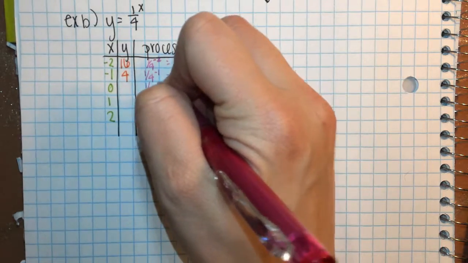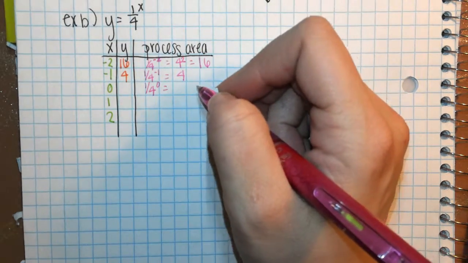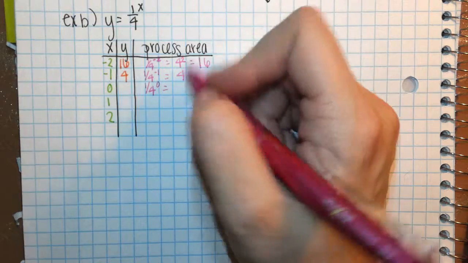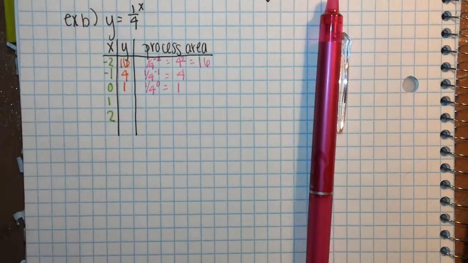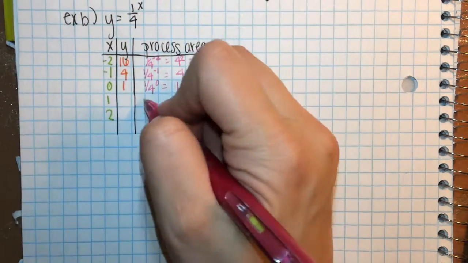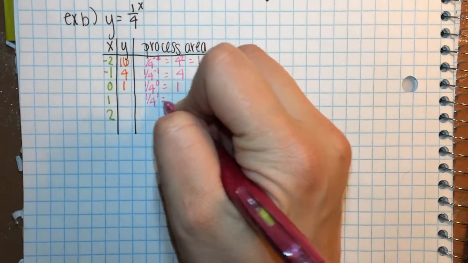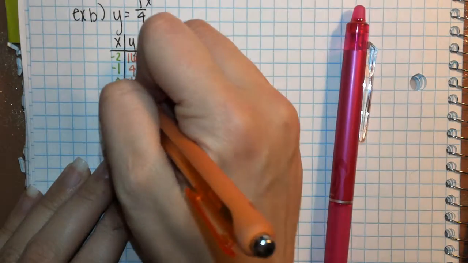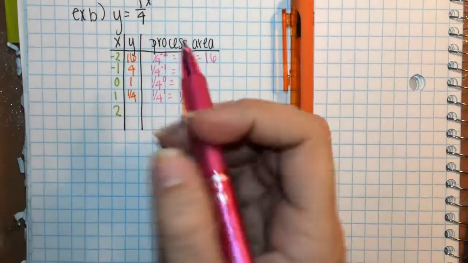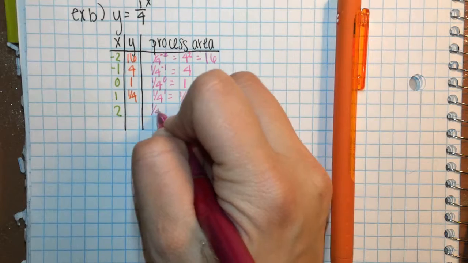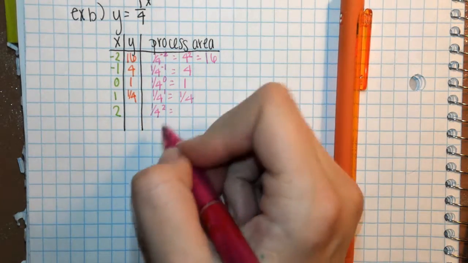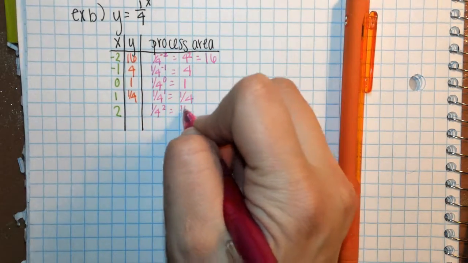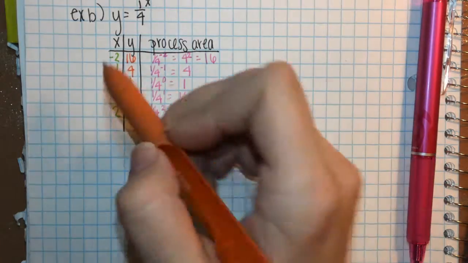So now we have 1/4 to the 0. And what is anything to the 0 power? That's 1. We're going to do 1/4 to the first power, which is just 1/4. And finally, we're going to do 1/4 squared, which is just 1/4 times 1/4, which is 1/16.